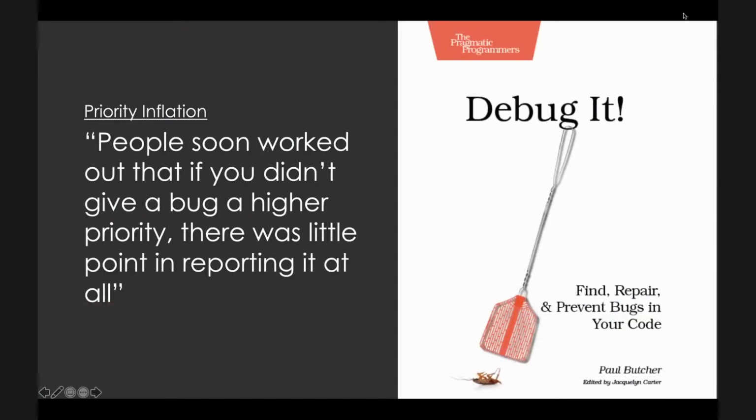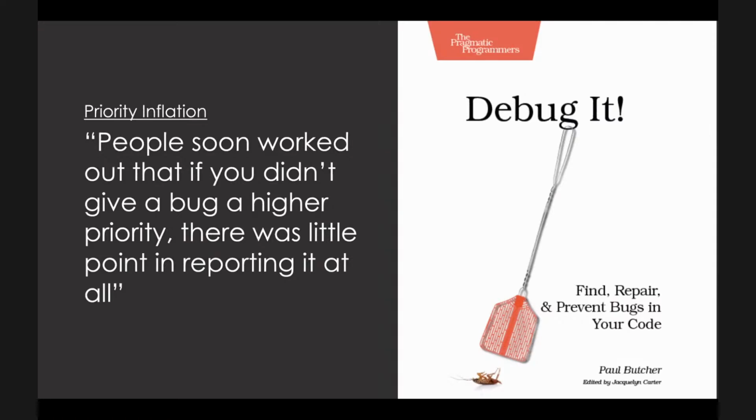So the problem we address is called priority inflation, and it was really well described in this book, Debugged by Paul Butcher. He mentioned that he was working on a bug repair team. They were under heavy workload, and because of that, they were only able to deliver fixes for the high priority bugs. Testers realized this, and they noticed that if they wanted a bug fix, they need to report it at high priority, even if it was in fact low priority. So testers started inflating priorities. The bug tracking system became inundated with high priority reports, and the development team was not able anymore to prioritize their work.